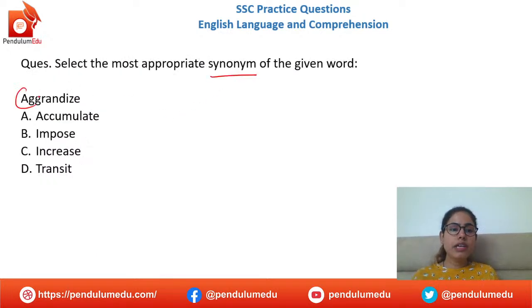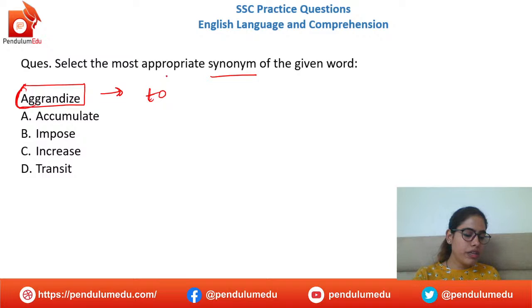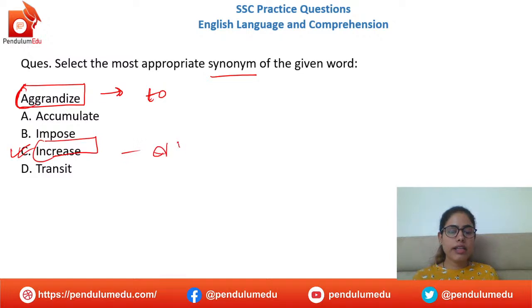Synonym for aggrandize. You need to give me the synonym for aggrandize. What is aggrandize? Aggrandize is to give me, you need to give me a synonym. Remember this, I don't need any antonym, I need a synonym to aggrandize. C. Devesh says it will be C. That's right. Increase. Badhana. That's right.